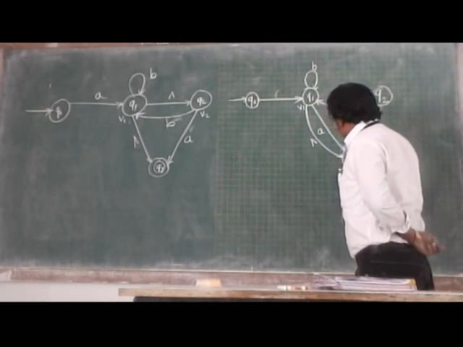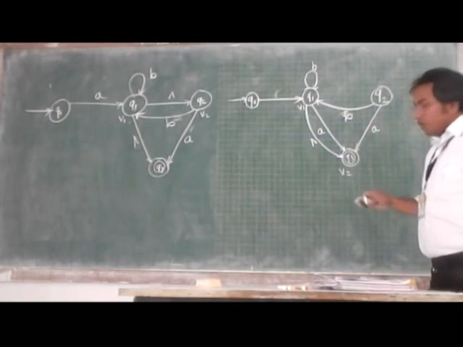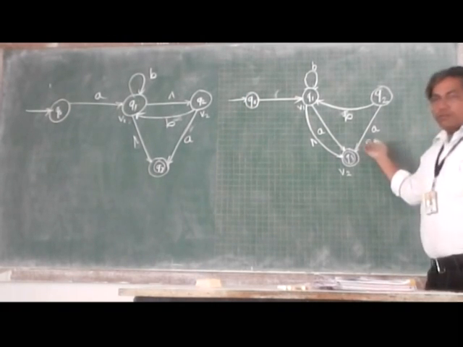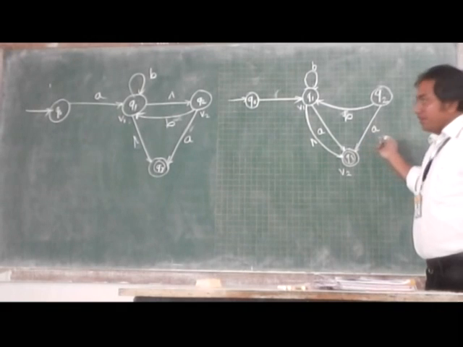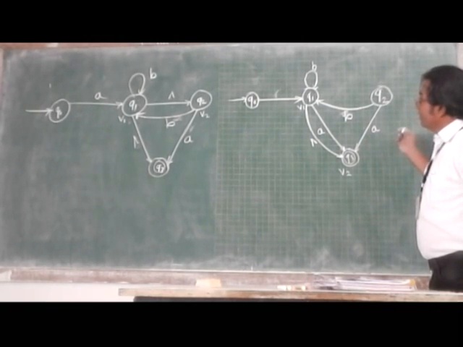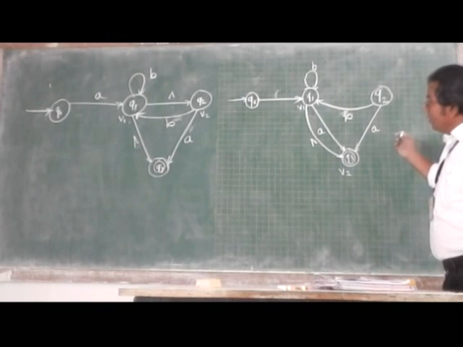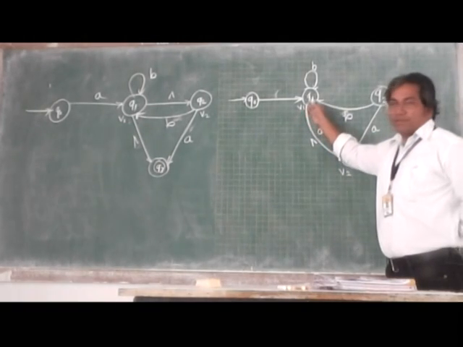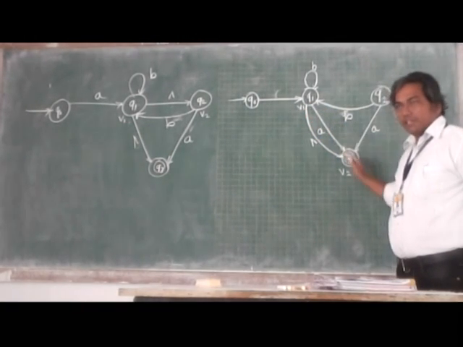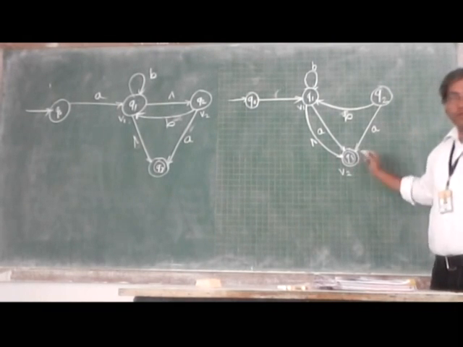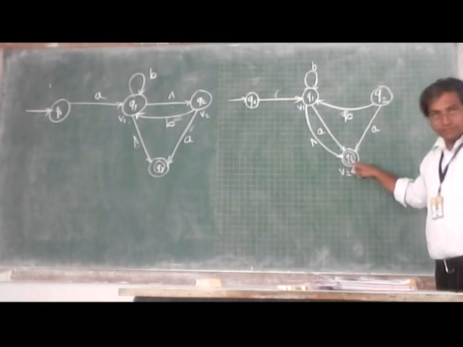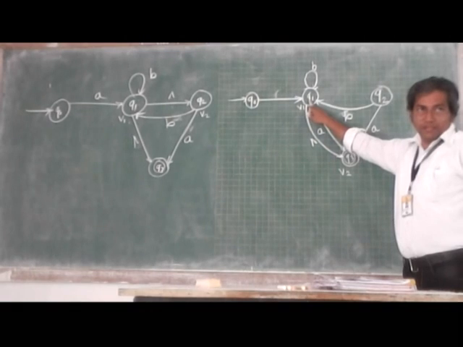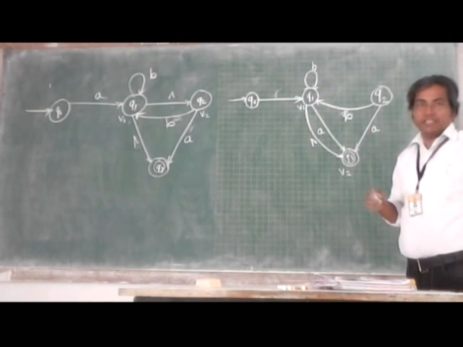So this becomes V1, this becomes V2. Find the outgoing transition from V2. What is the outgoing transition? There is no outgoing transition from V2. So there is no need to copy from Q1. Can you see clearly? Is there any outgoing transition from V2, means Q3? No. Means there is no need to copy anything from Q1. Okay? So apply step. Next step.